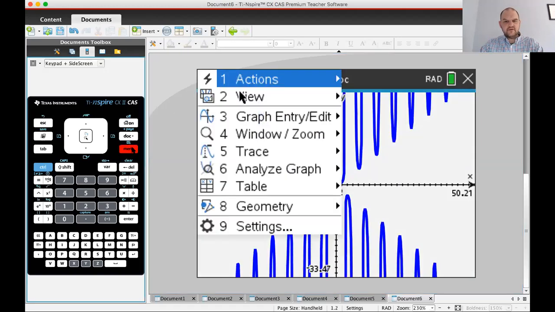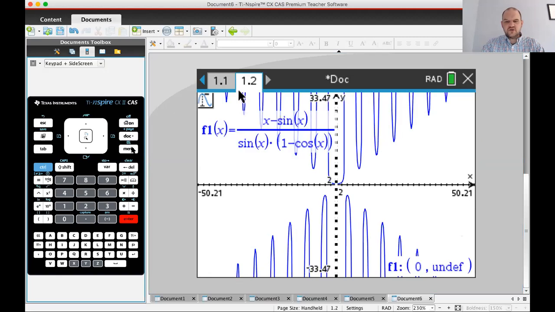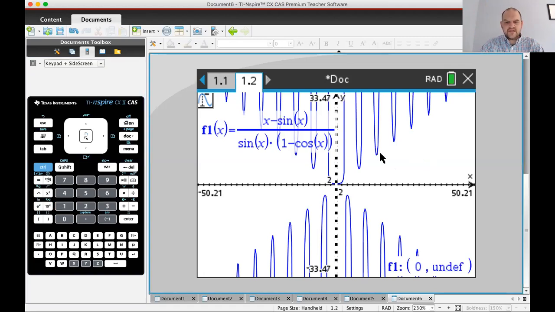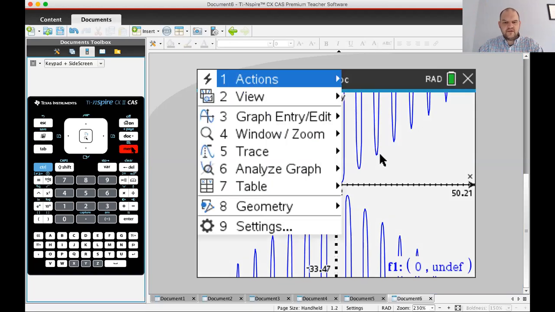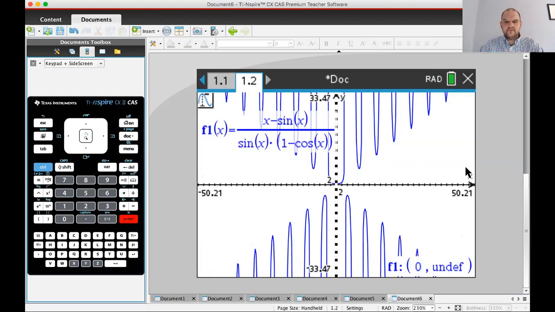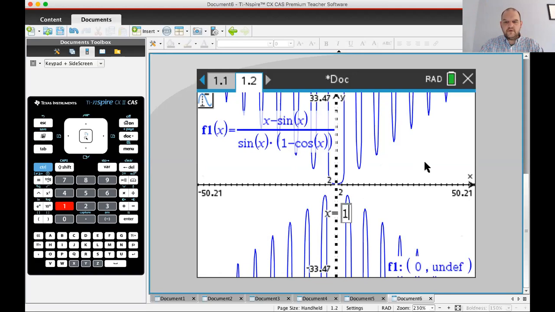Let me just trace right now. Menu 5, trace it to 0. At 0, undefined. Really? 0 over 0? Yep, 0 over 0, undefined. But what's it close to? 0.001. Okay, let me trace 0.001. All right, hold up. Menu 5, enter, and 1. Okay, we're out.